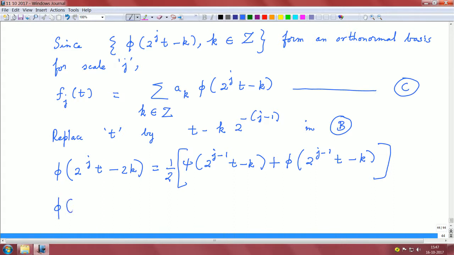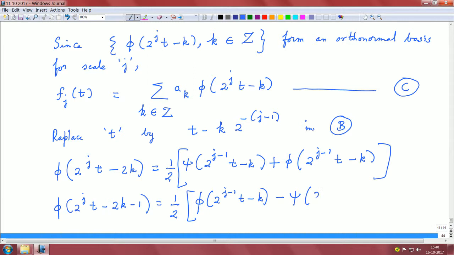Similarly, for the translate by one time step, 2 power j t minus 2k minus 1, this is 1/2 of phi 2 power j minus 1 times t minus k minus psi 2 power j minus 1 t minus k. Okay, let us call this, say, some equation 1.